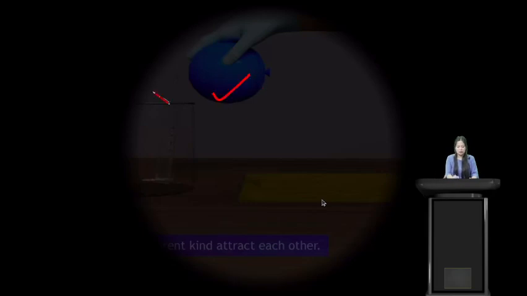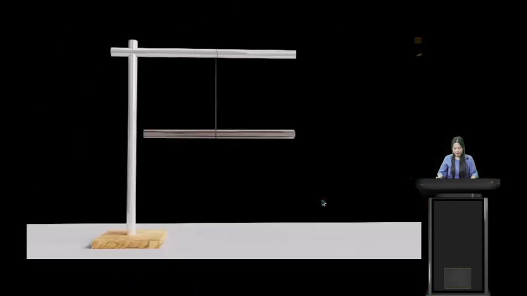Okay, so the charges are of different kind, and that is why they attract each other. So remember, students, there are two kinds of charges. If same kind of charges are brought together, they will repel each other. But if different kind of charges are brought together, they will attract each other. So let us see here.